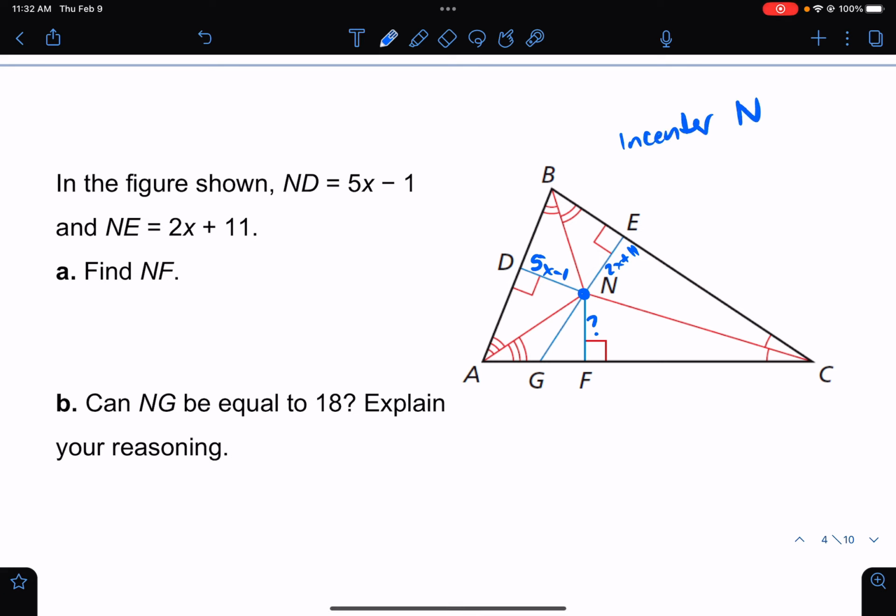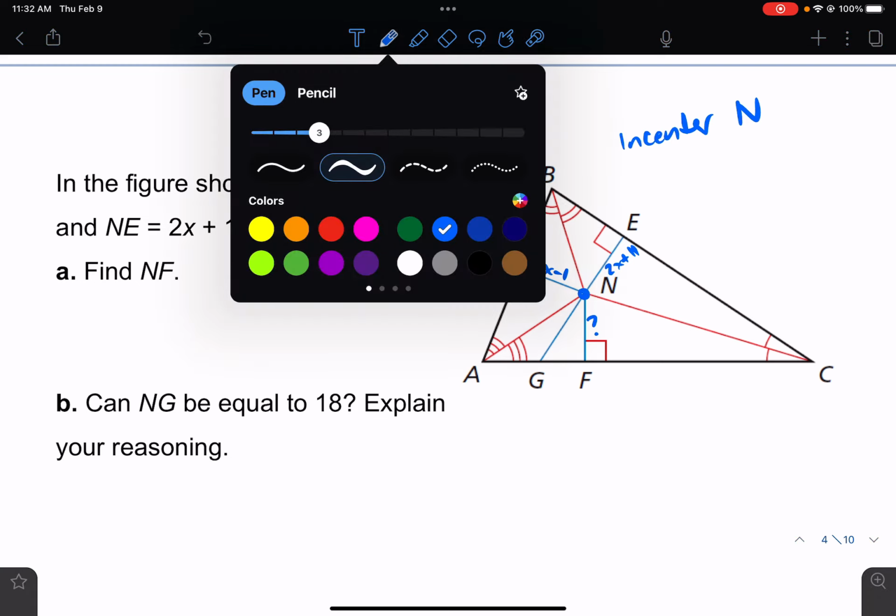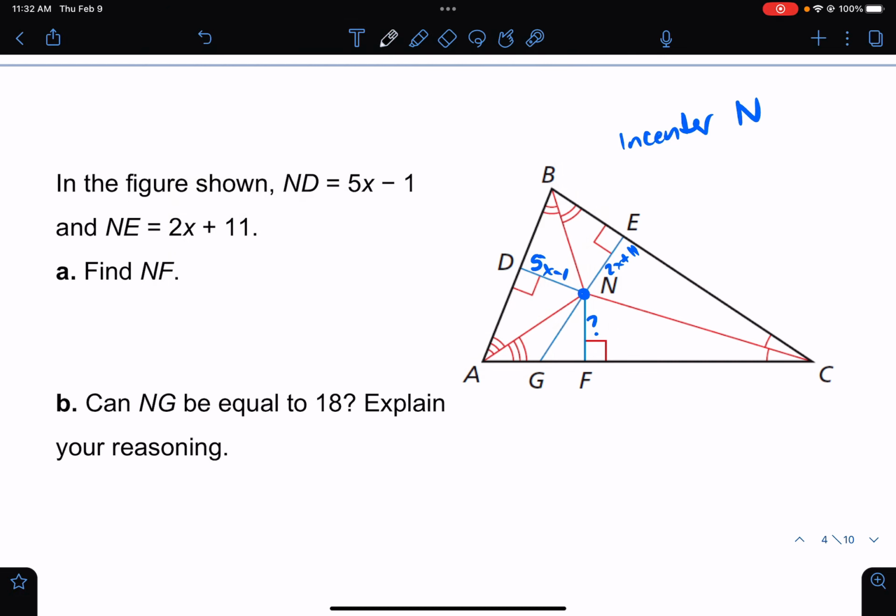So N is located at the incenter. Knowing that that is the incenter gives me more information. It tells me that this length right here is equal to this length right here, which is equal to the length that I'm looking for. So those three lengths are all equal to each other. I want to write that down.